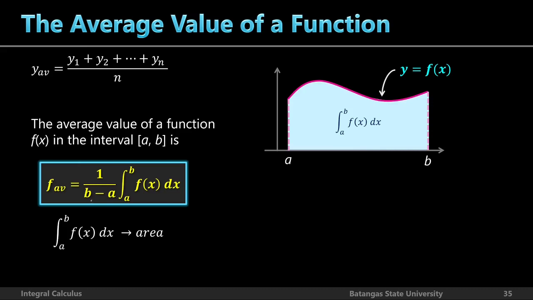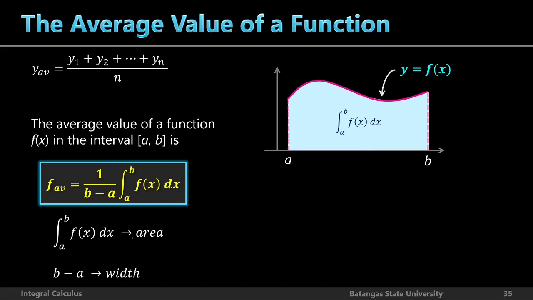Now, how about this b minus a? This b minus a, if you will look at the illustration, is simply the width of this area. So once again, b minus a is the width. So essentially, the average value here is just this area divided by the width, right? So once again, the average value of a function graphically can be thought of as the area under the graph of the function divided by its width.